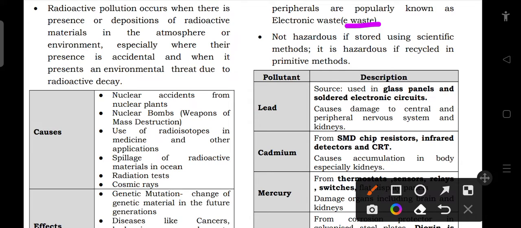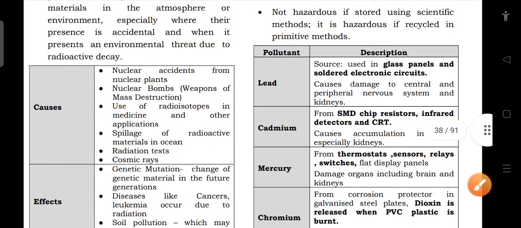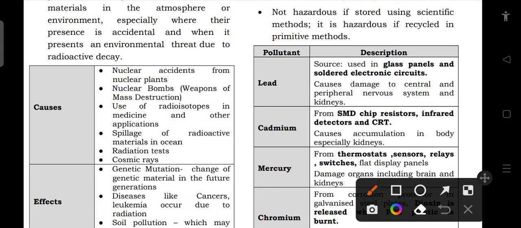Not hazardous if stored using scientific methods. So we have to store them on scientific advisory guidelines. And it will become hazardous if recycled in primitive methods. Now what are the e-waste pollutants and their description, we'll look into them.